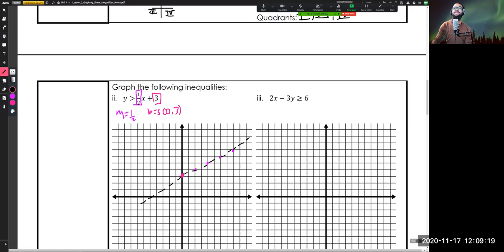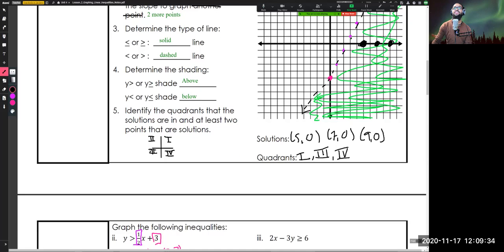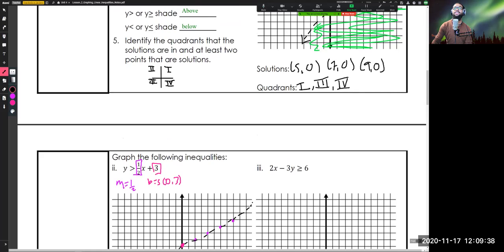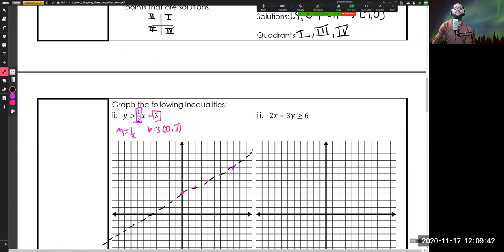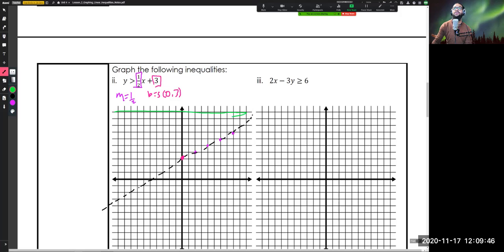And then let me actually extend this graph some more. With these, you want to extend them all the way to the ends of the graph so you can get an accurate representation of how many quadrants it's going to cover. And then my next step, we determine the type of line it is. We're going to determine the shading. Is it going to be above or is it going to be below? This says y is greater than. So when we have greater than, we're going to shade above. So this is going to be, let's use this bright green color. All this gets shaded.